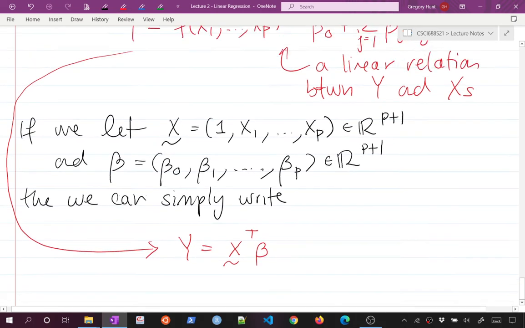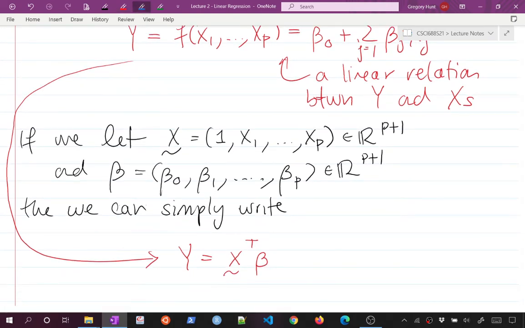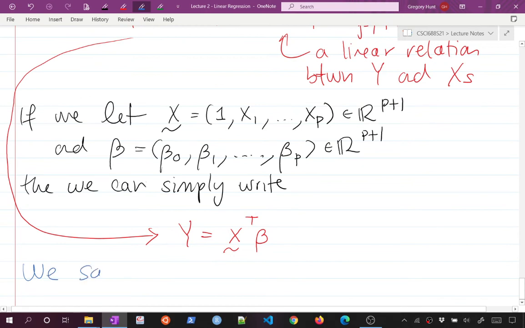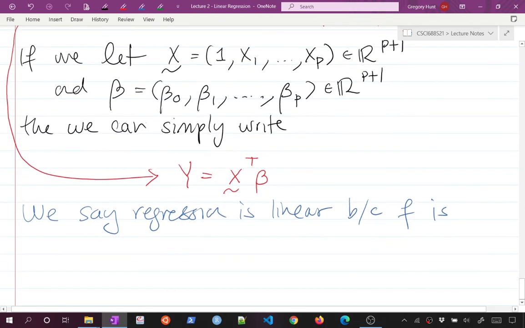So that's a cute way. It turns out that it's just an inner product. So linear here. So we say that regression is linear because f hat or f is linear in the betas. So let me back up a moment here.